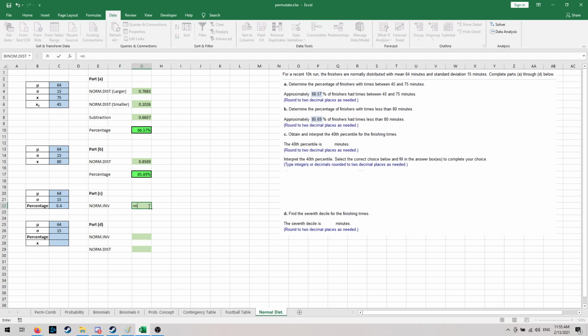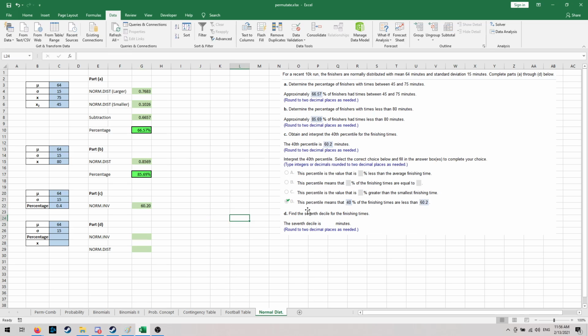So we're going to type norm.inv. We're asked for the probability, in this case 40%, and remember not to type 40% but to format it as a decimal, because Excel will always want these numbers formatted as decimals. Then the mean, the standard deviation, and we don't have a true or false flag here, we can just close our brackets. So we'll see that 40% of the racers finished in, that's basically 60 minutes. And here we're just asked for the interpretation, and that's exactly what it says.